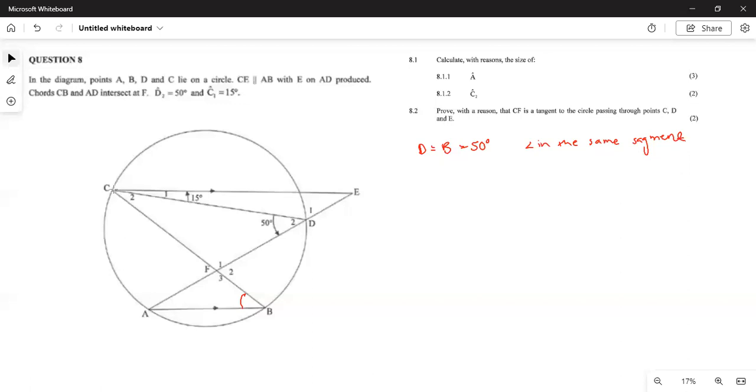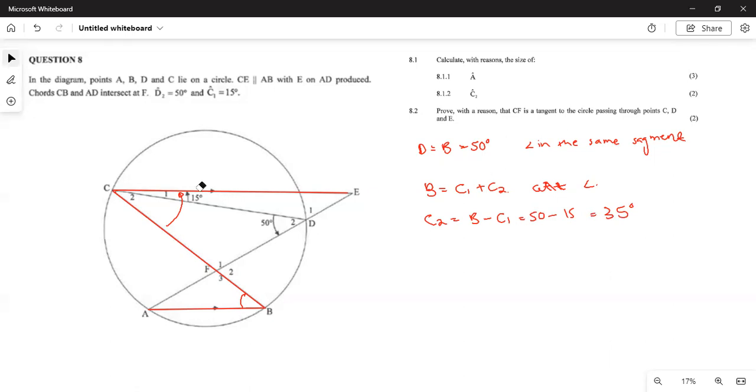Now, what we understand about C as a whole, again, let's do those two parallel lines and we draw our transversal over there. What we will see there is that B is equal to C1 plus C2. Reason being is that these are alternate angles. And we can calculate C2 as being B minus C1. So that's 50 minus 15, giving us 35 degrees.